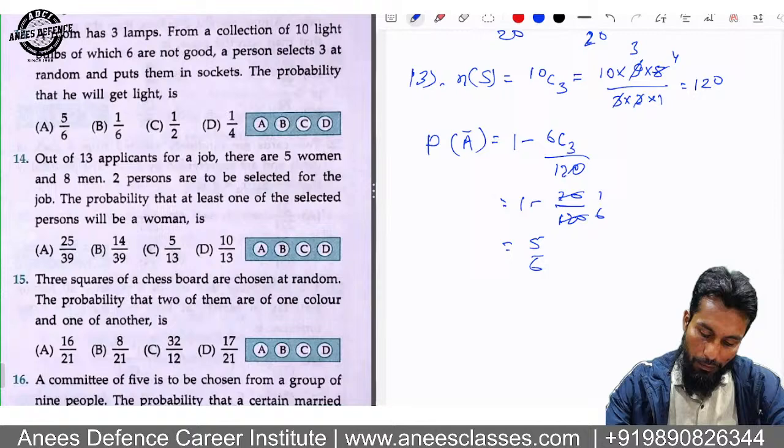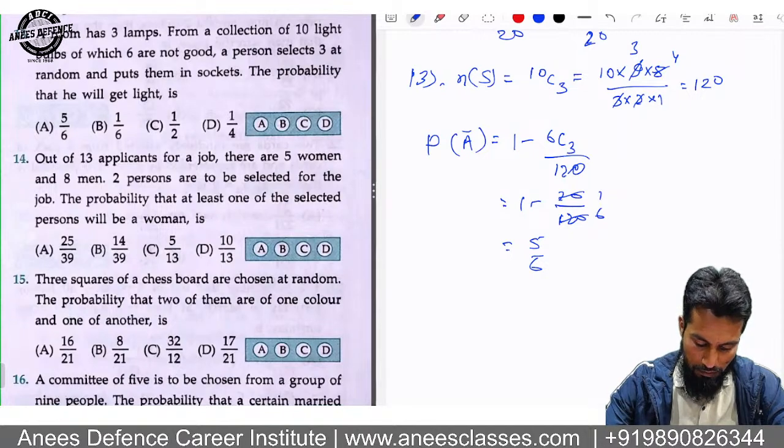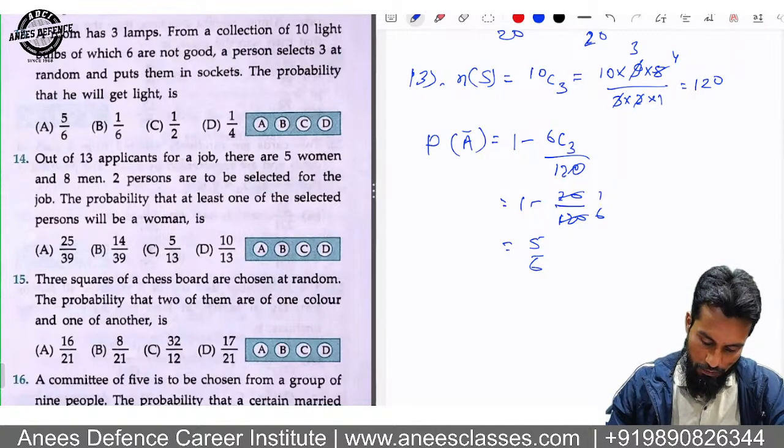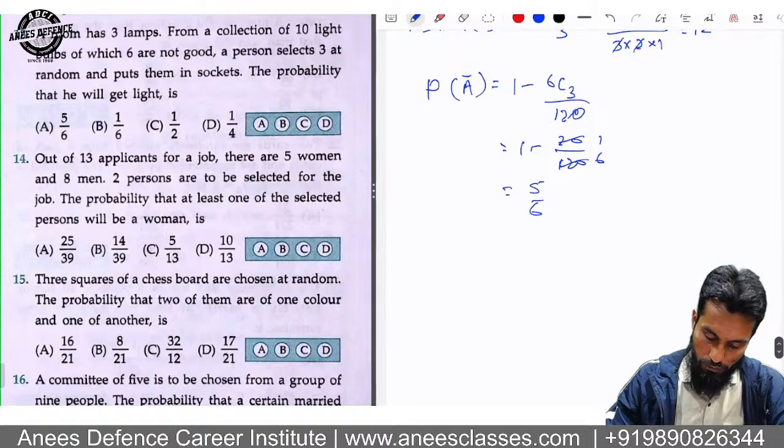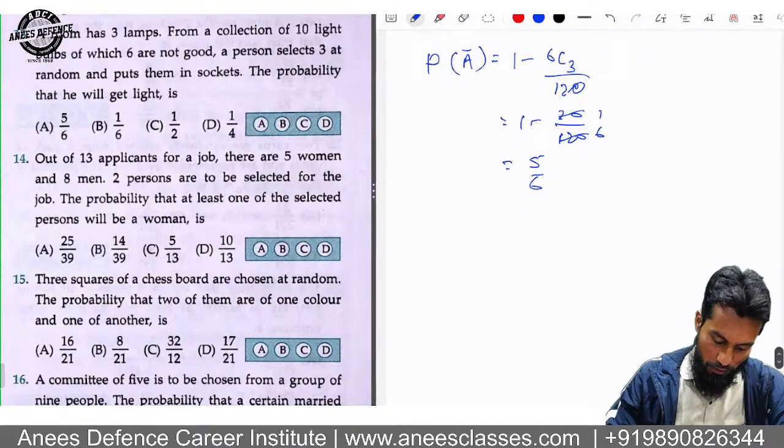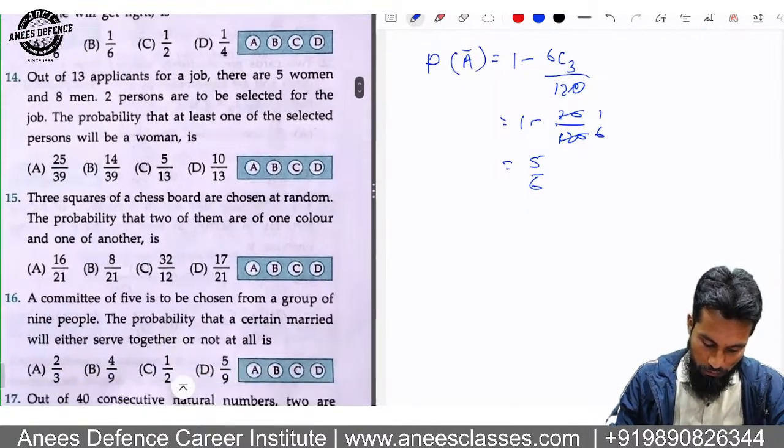This question can be solved by another method also. You can go through that, but that will be a lengthy one. It will take more time. In that case, you have to take 3 conditions: 1 non-defective, then 2 non-defective, 3 non-defective. All you need to add up. Then you will get the same value, 5 by 6. You can try that also if you want. See question number 14. Hope you understood now.